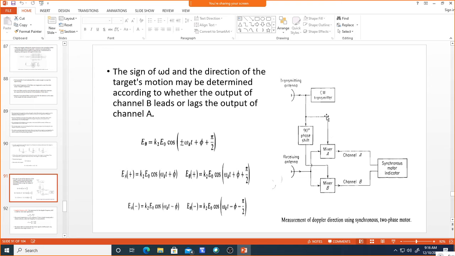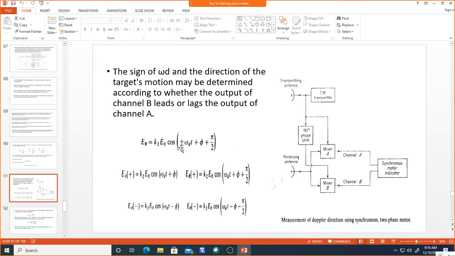So now, comparing with these two reference signals, we can connect these two channels to a motor, and we can get the phase of these two channels. Whether the phase is lagging or leading, based on that the motor will rotate in a clockwise or anti-clockwise direction. So if you assume the clockwise direction, it is moving away from the target, and in the anti-clockwise direction it is approaching the target. So that is one of the ways we can measure the Doppler direction, using this motor.